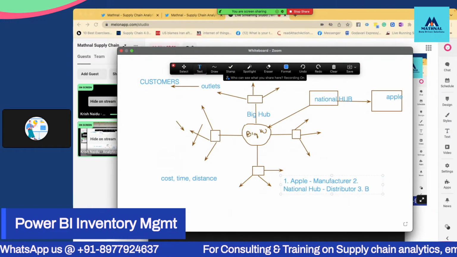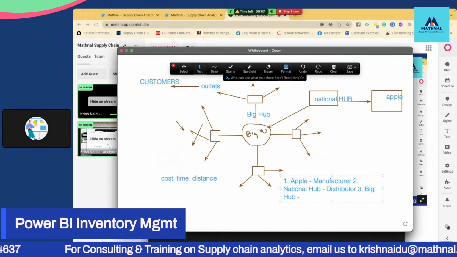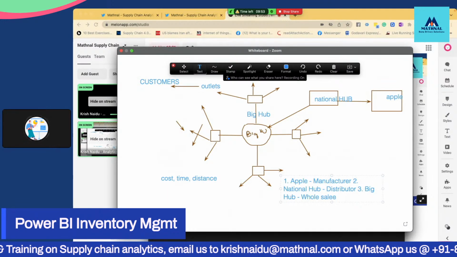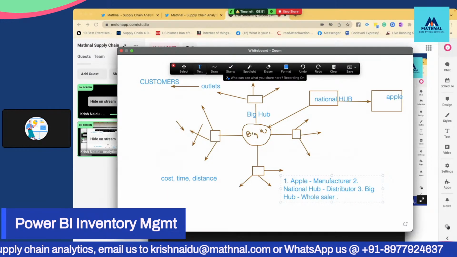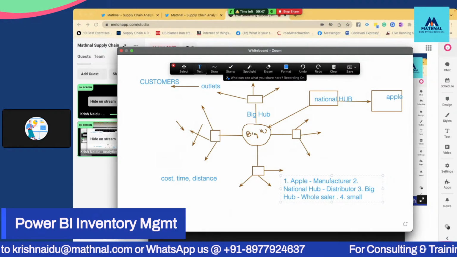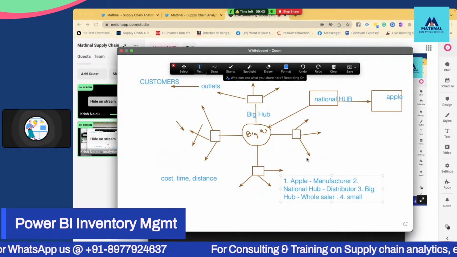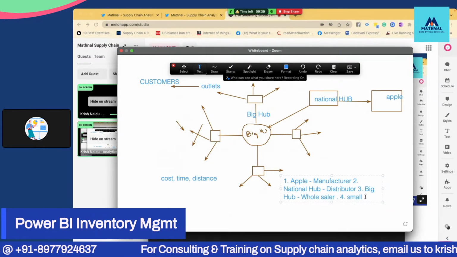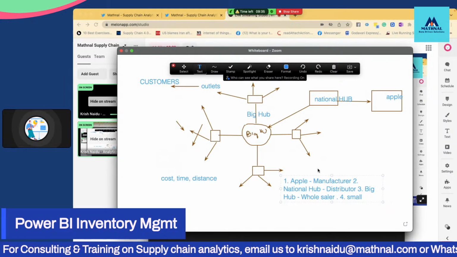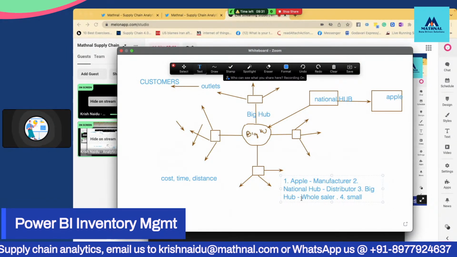Third, big hub is the wholesaler. Small hub, small retailers, sir. So we have Apple as the manufacturer, national hub as the distributor, and then the big hub is the wholesaler, right?